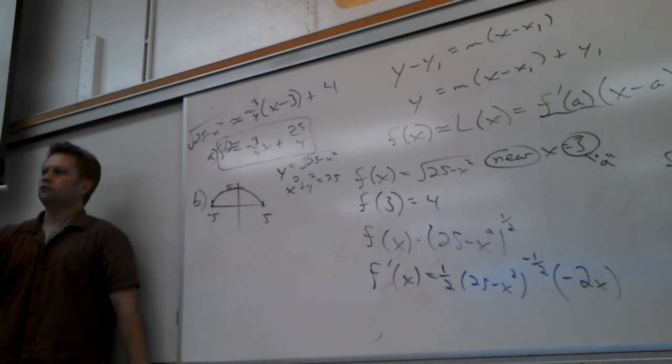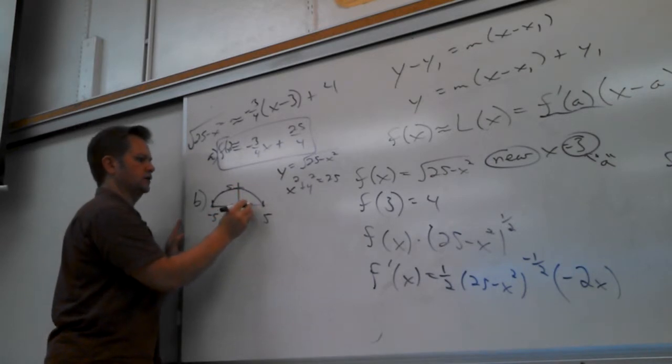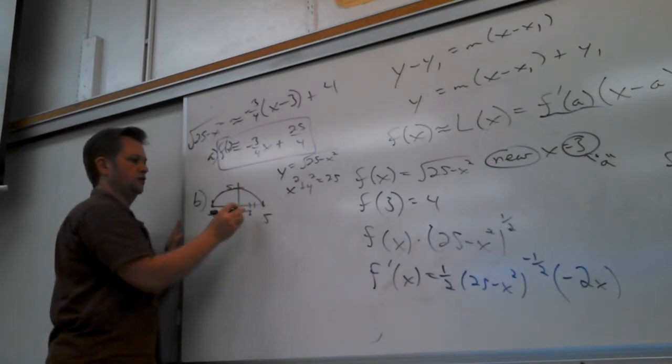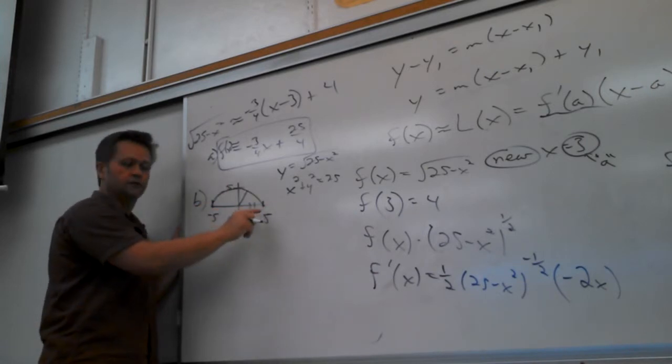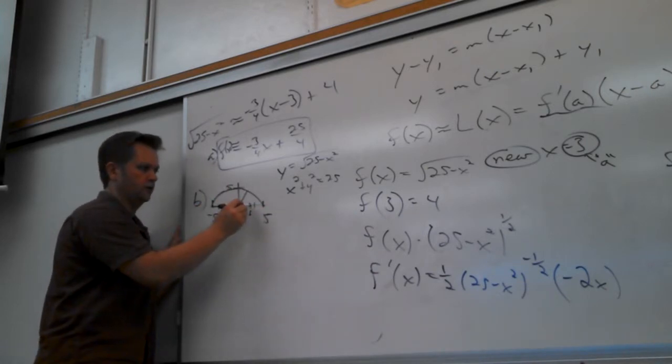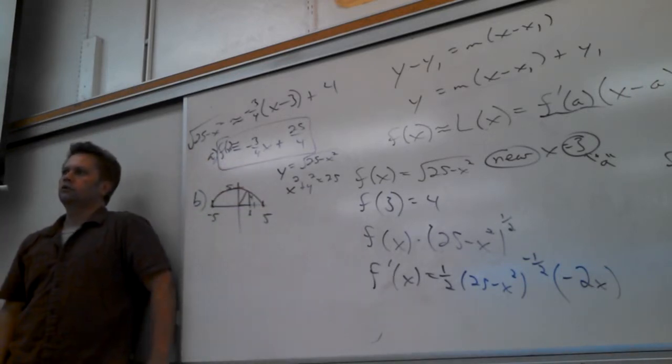All right, so that's the function we're dealing with. At the point 3, now why does this make sense that the output was 4? Because the radius is 5. So I got a 3, 4, 5. Hey, that's why the output was 4 there.